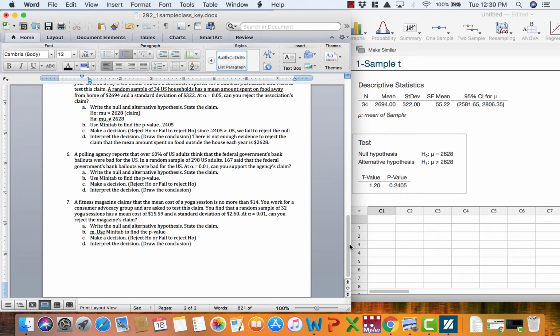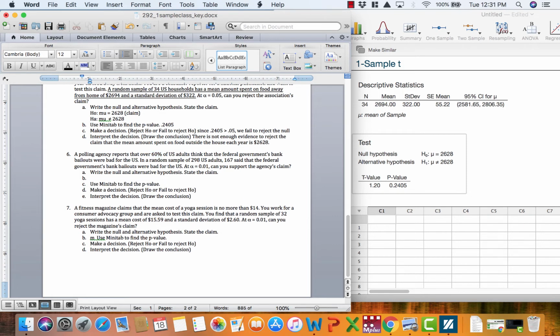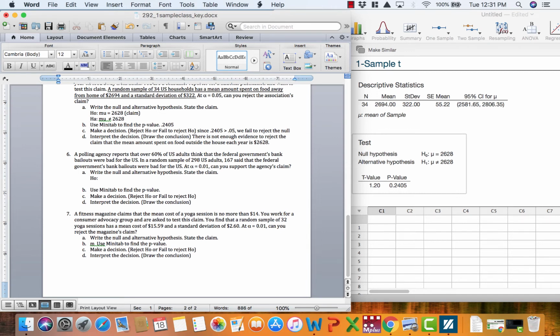All right, so again, we are given a claimed percent. We do not read anything about mean and standard deviation, so we know that we are going to have a proportion test here. And so our null would be, let's see, a polling agency reports that over 60%. How would we write over 60%? We would write P greater than 60%. So that would be our alternative. And let me say that that is the claim because that's what we are reading.